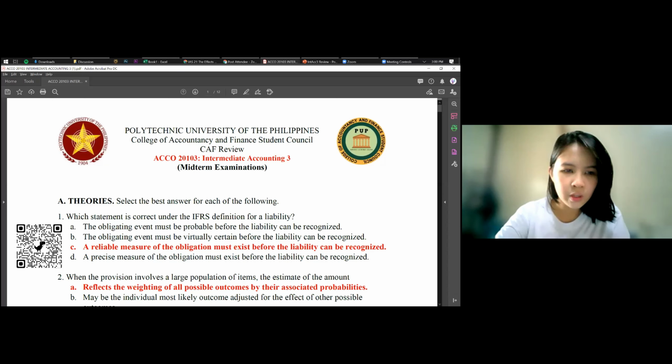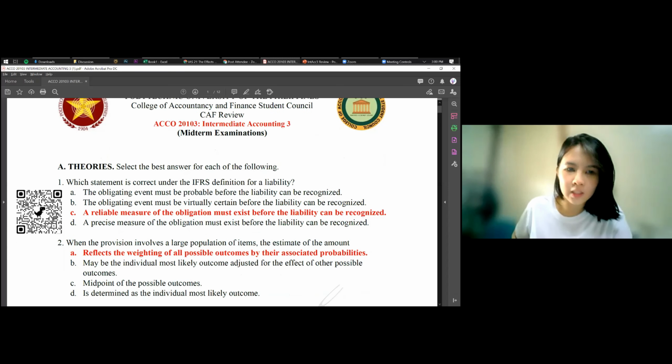Next, question number 2. When the provision involves a large population of items, the estimate of the amount A reflects the weighting of all possible outcomes by their associated probabilities. Mukhang expressly mentioned sa module natin to. So, maybe individual, most likely outcome adjusted for the effect of other possible outcomes. Midpoint of possible outcomes. Of course, not midpoint. That's not the most reliable measure, of course. Statistically speaking, it is the average, diba? Between the mode, median, and mean, it's the mean that we're getting.